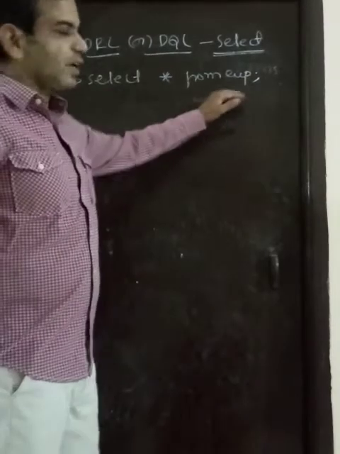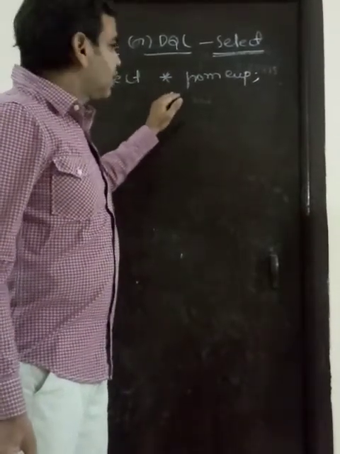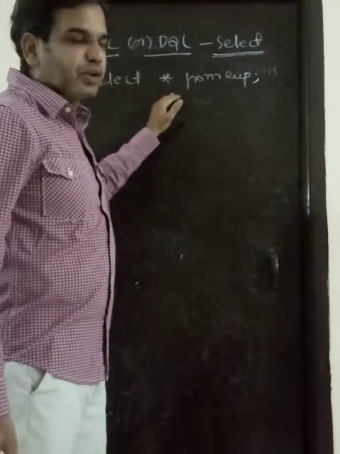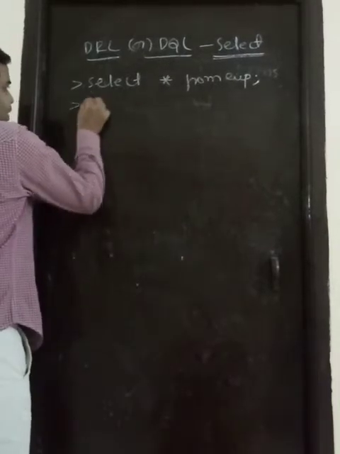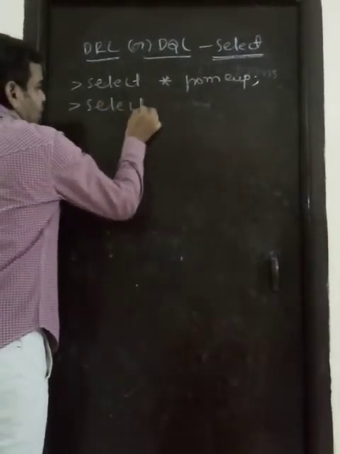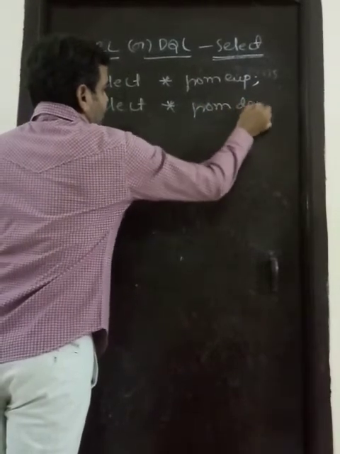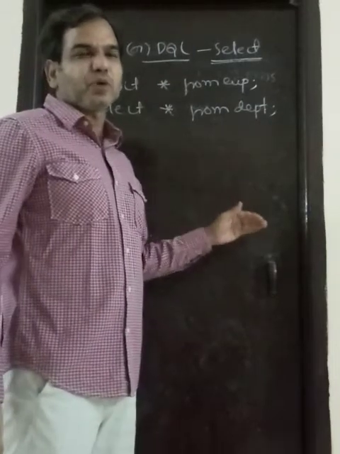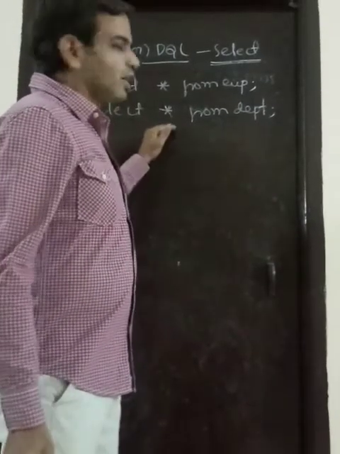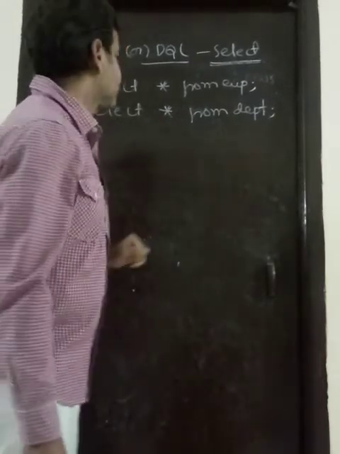So EMP is one of the default tables. Star indicates all columns. It will display 8 columns and 14 rows of values. Next, select star from department. It means it will display information about the department table. Star indicates all columns. It contains 3 columns and 4 rows.